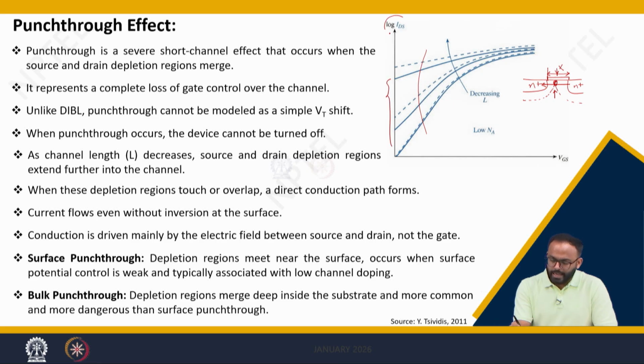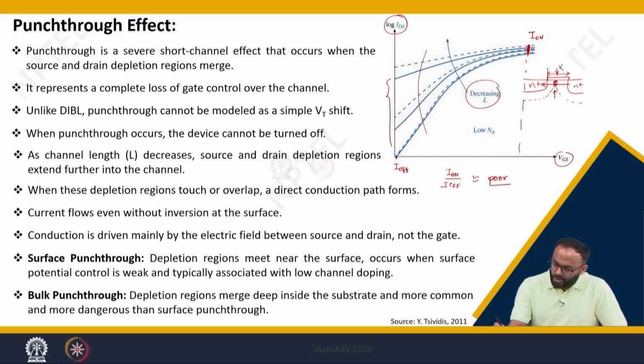If in this log ID versus VGS graph I say this is the point I choose as on current, and for VGS equal to 0 I define this as off current, then when punch through occurs because of decreasing L, the on-off ratio becomes very poor, meaning the device is not turning off. This is the on state, this is the off state, almost the device is on, with a huge current flowing in between, right. The punch through effect can be broadly classified as surface punch through and bulk punch through.